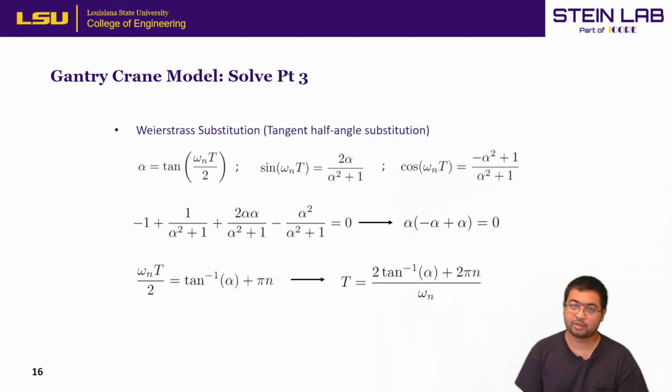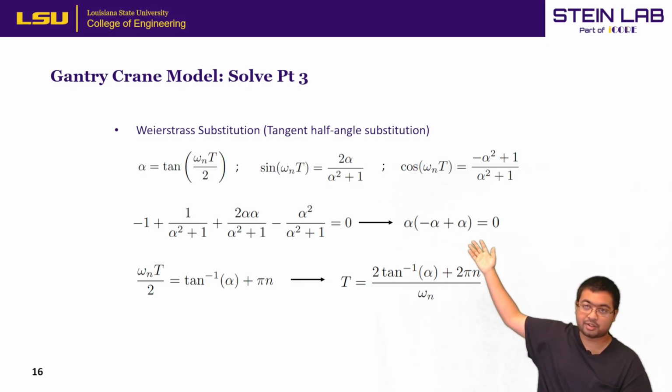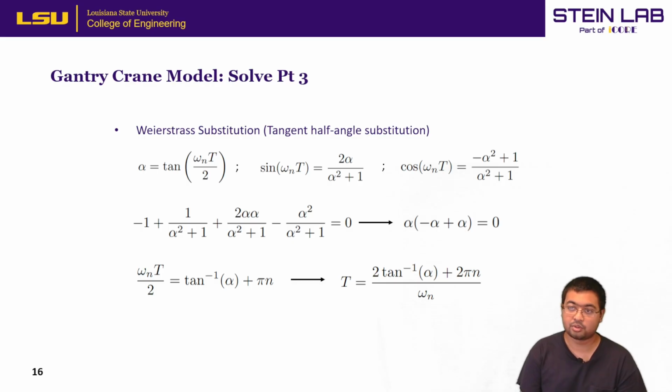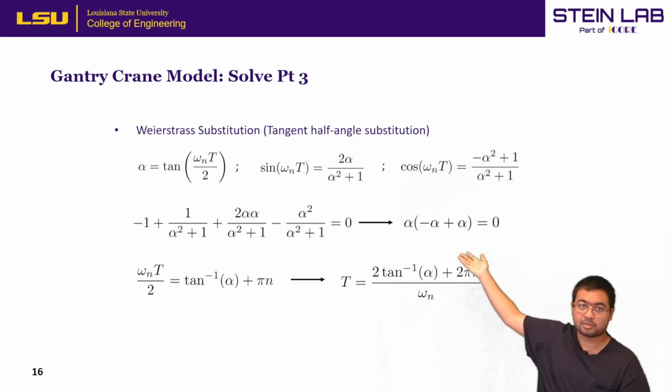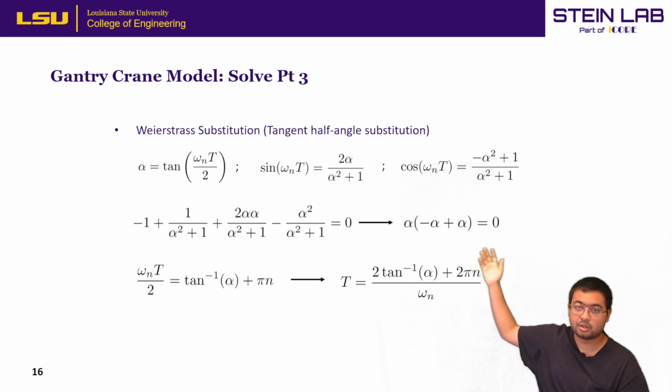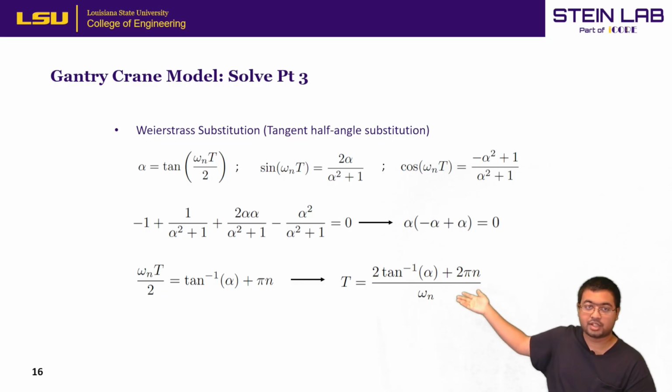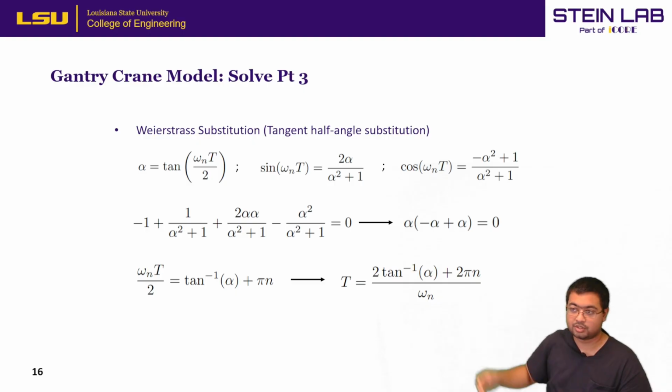So now that we have alpha in this form, we can apply the Weierstrass substitution, or the tangent half angle substitution. So we can assume our alpha is of this tangent half angle form, and we can solve for alpha, which gives us our solution: two solutions here, a trivial solution and a non-trivial solution. Solving for our time gives us our solution here, and n is any positive integer.